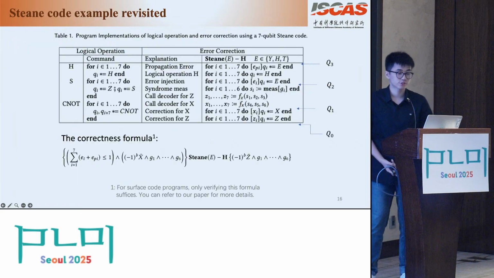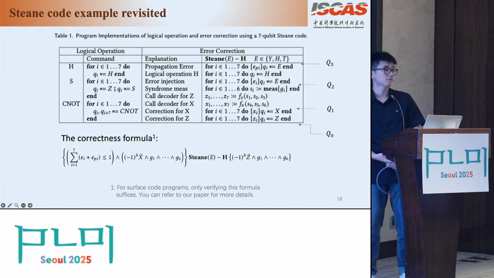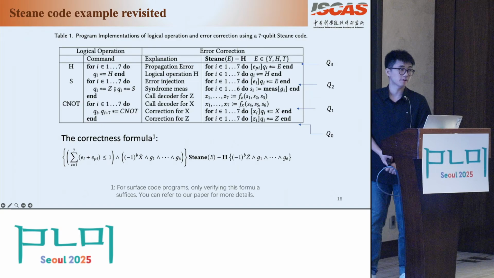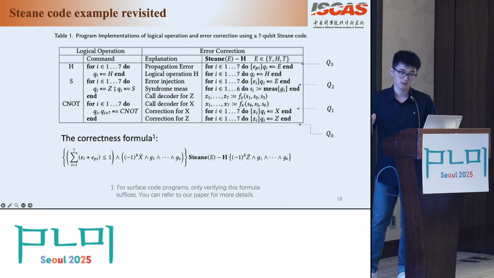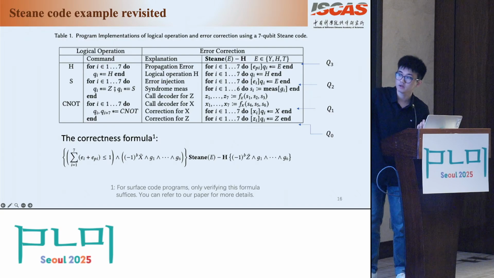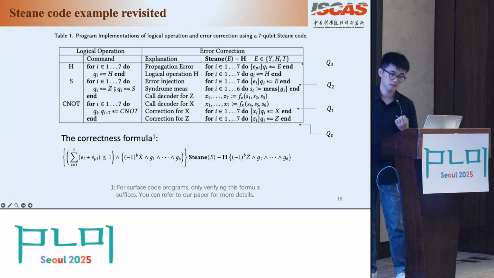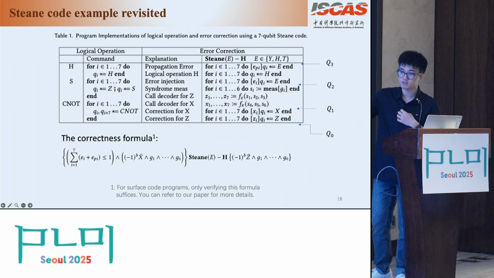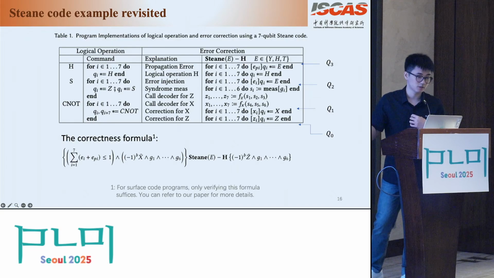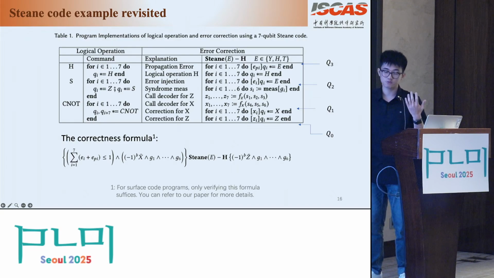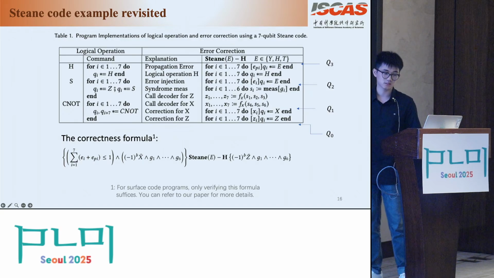And now we can return to the example of the Steane code to illustrate how our verification framework can be applied to verify its programs. We can write down a correctness formula for the precondition, initialized in the logical state plus or logical state minus, indicated by a phase of Boolean b. So on the left-hand side, the first constraint limits the total number of errors, including the errors occurring after this logical operation and the propagated errors. And the second term on the right-hand side indicates the expected logical state.